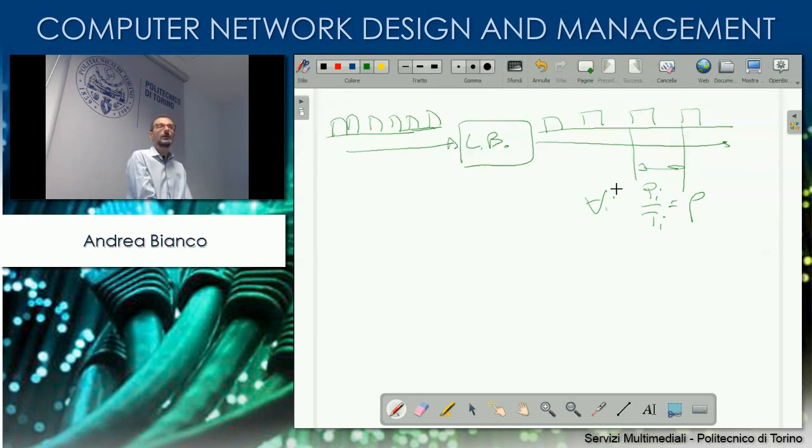Okay, so if you have this regulator, you can account for this type of source as if it was a CBR source at that rate.